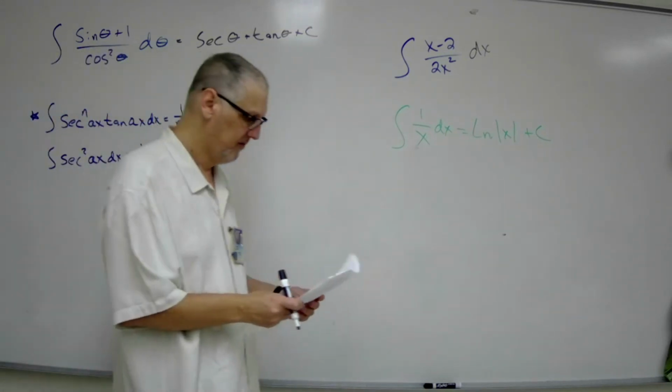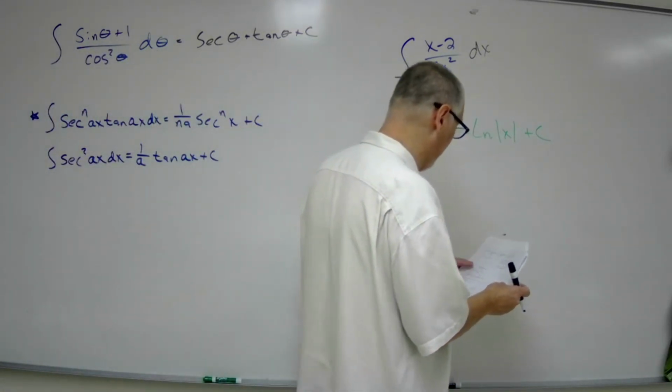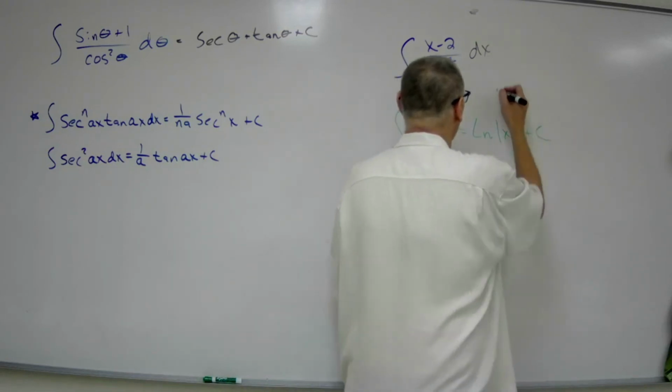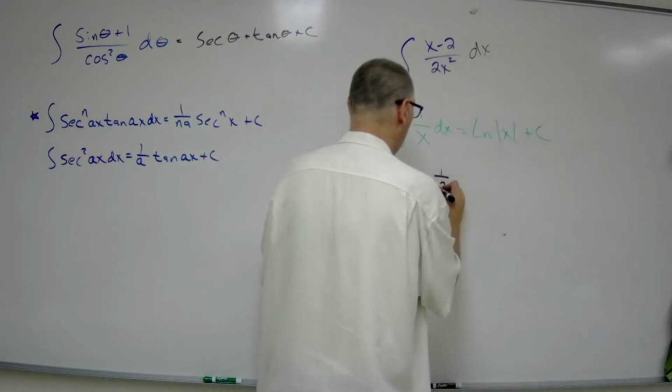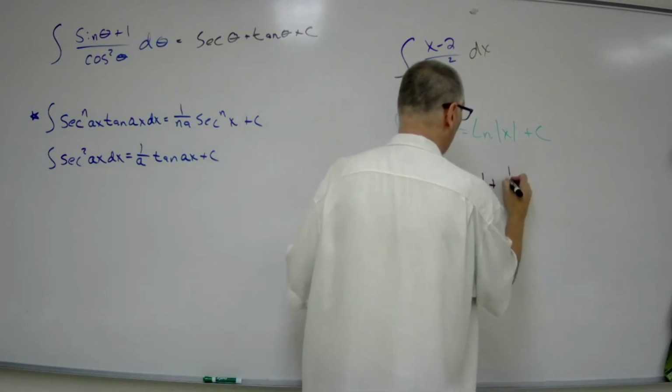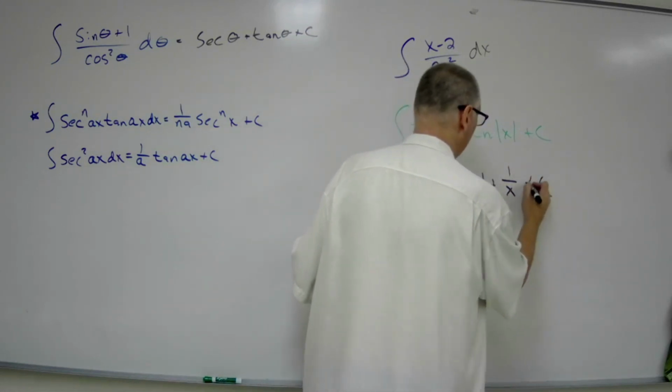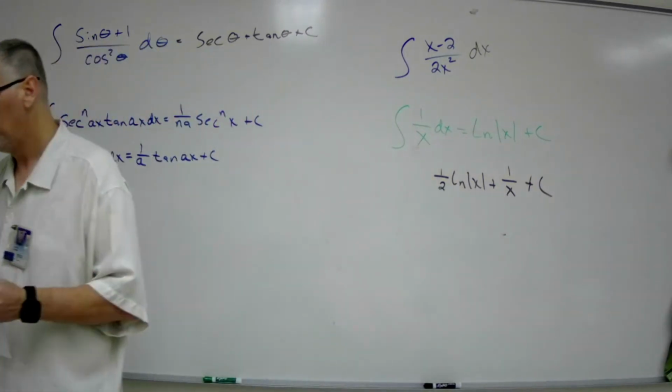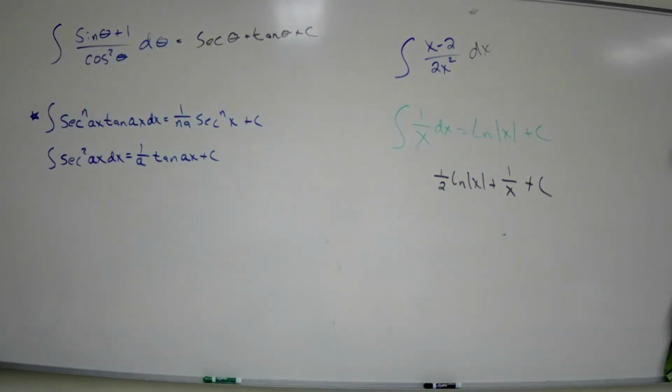How many did I get here? And then this one over here is going to be 1/2 ln of the absolute value of x plus 1 over x plus c. So this way you can continue working on these at home and you have the answers.